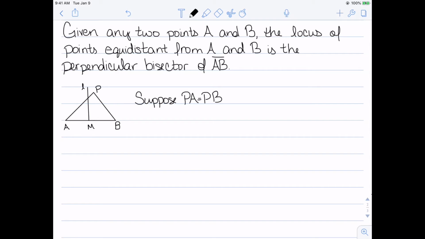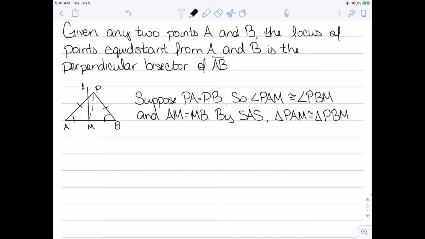This time we're going to suppose that PA is equal to PB. And we want to show that the point P does actually need to be on that line L. By Isosceles triangle theorem, angle PAM has to be congruent to PBM. And definition of the midpoint says AM is equal to MB. By side angle side, we then have that triangle PAM is congruent to triangle PBM.